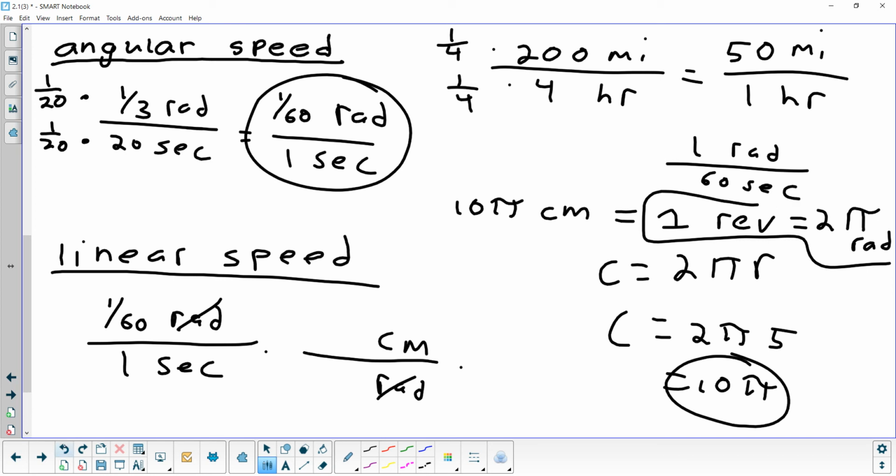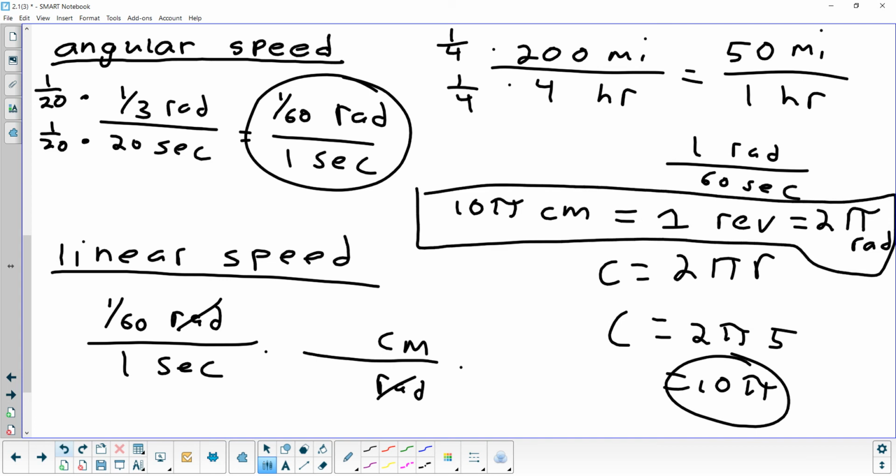So, look at what we've written right here. That conversion would help us to finish that off. We know that there are 10 pi centimeters in 2 pi radians. And we could cancel the pi's out.